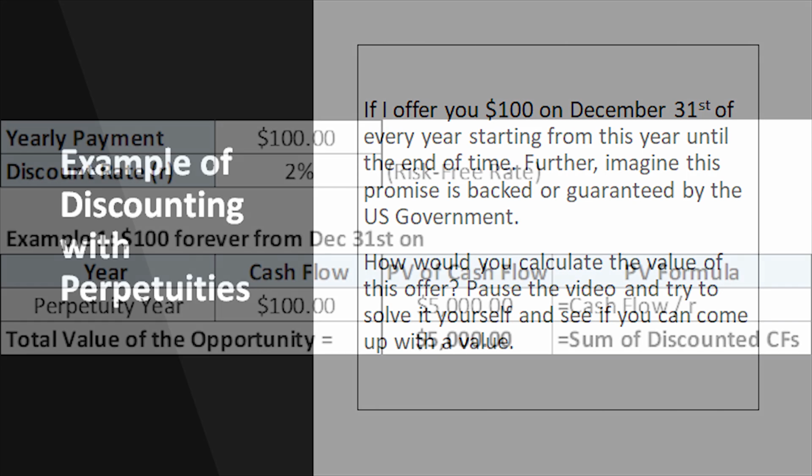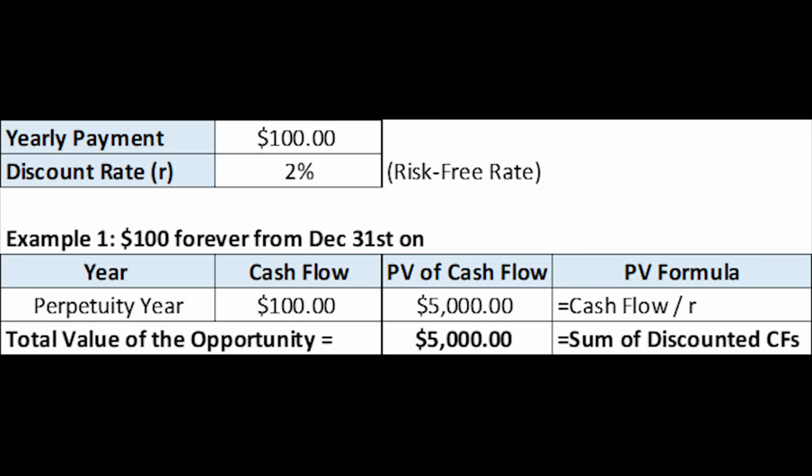So here's the solution. The present value of this opportunity ends up being worth $5,000. I used a 2% discount rate here because that's typically what the US long-term bonds yield, which are considered risk-free investments because the US government has never defaulted on a payment. So we just take the $100 and divide it by our risk-free rate of 2% to get our present value of this opportunity. Here's where things get interesting though.